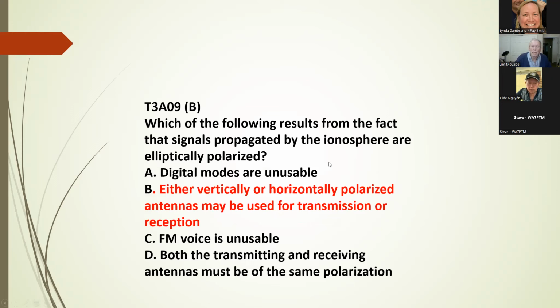And which of the following results from the fact that signals propagated by the ionosphere are elliptically polarized? We talked about that when we looked at that one chart that explained how the elliptical polarization occurred. And so it said it's easier to receive, you might say, which is B. Either vertically or horizontally polarized antennas may be used for the transmission or reception. So it's sort of more flexible. And that's the answer to remember here.